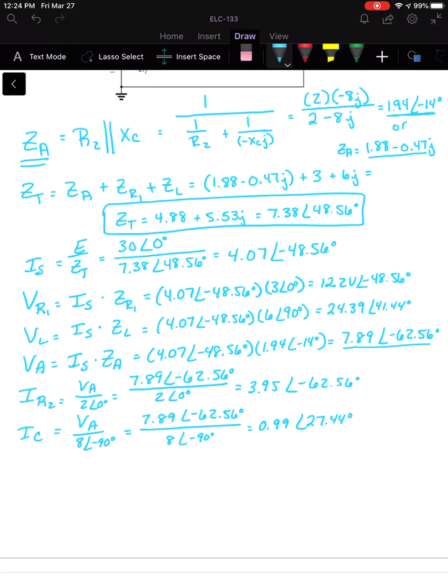Now, if you wanted to check your work, remember that VR1 plus VL plus VA should equal your source voltage. And remember that IR2 plus IC should equal I sub S. So if you want to plug those into your calculator, you can check them.